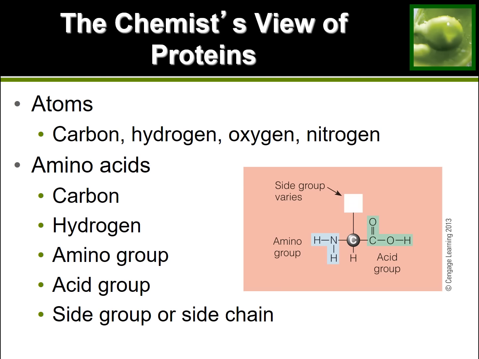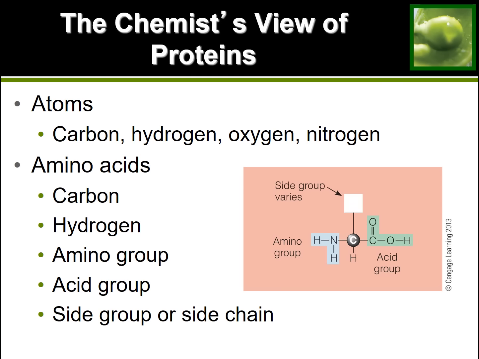And here you see a picture of what an amino acid is composed of. So each amino acid has a central carbon that has a hydrogen attached to it. It also has an acid group attached to it and what we call the amine or amino group. And then at the top, you see this blank box called the side group or the side chain. Now, the reason that this is blank is because this is different for each individual amino acid.